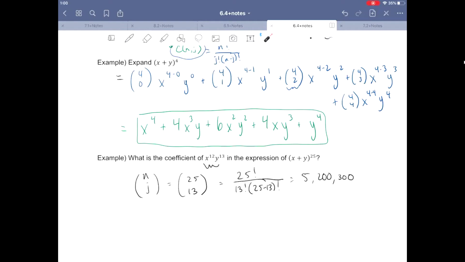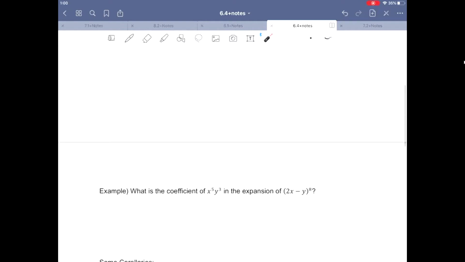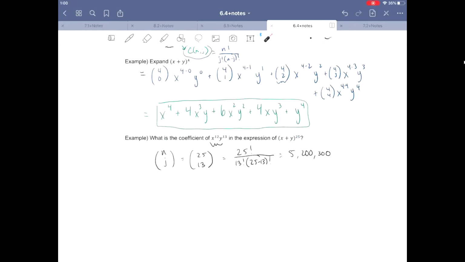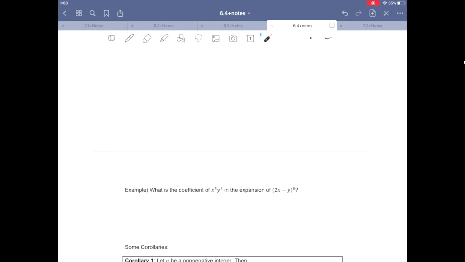All right, so let's do one more. What is the coefficient of x to the fifth, y to the third, in the expansion of 2x minus y to the eighth power? So a little bit different now, because we don't just have the x plus y in there. The other ones we've done were all x plus y. Now you have a 2x minus y.